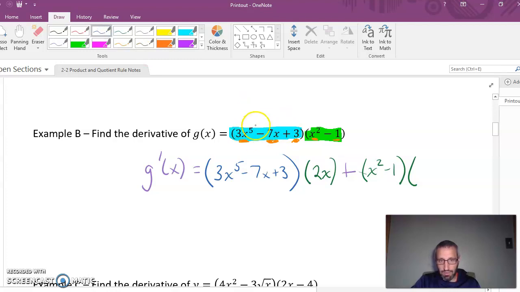So let's take the derivative of 3x to the 5th. What do we got? 5 times 3 is 15, x to the 4th, right? 5 minus 1 is 4. And negative 7x is what? Negative 7, right? x to the 0. We're good on that. And the derivative of constant 3 is 0. Boom. 1 d2 plus 2 d1.